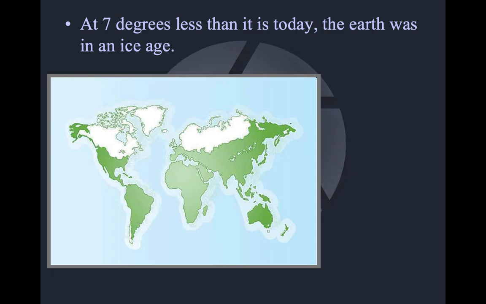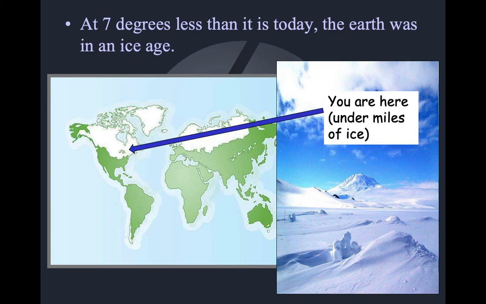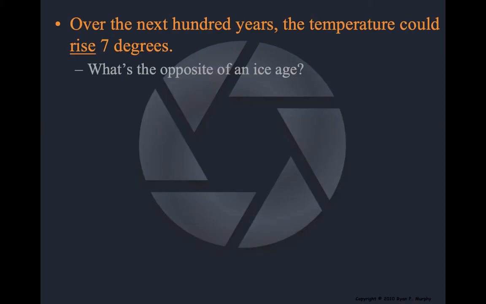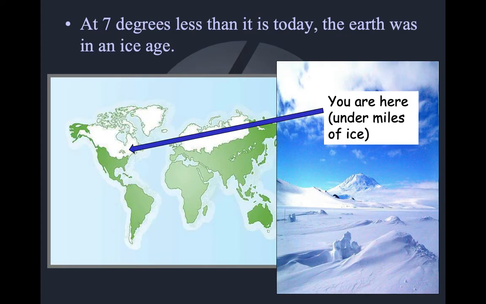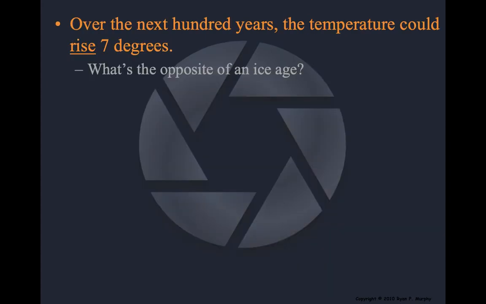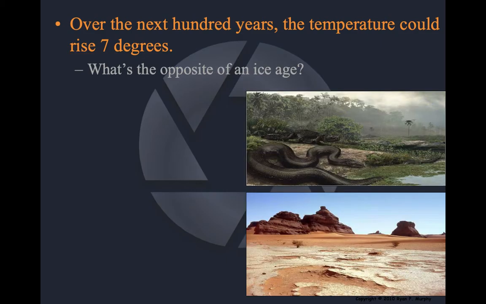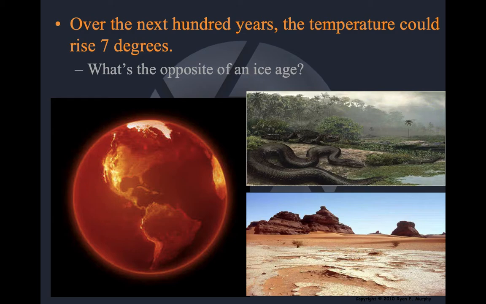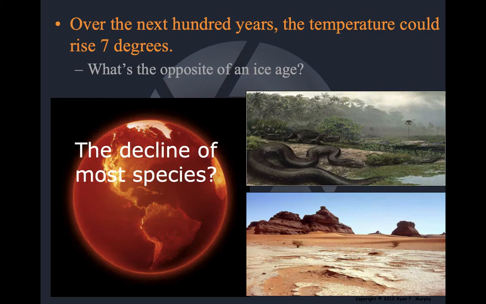At 7 degrees less than it is today, we were in an ice age. So 7 degrees doesn't seem like that much either. But we were here, you were here, if we actually existed at the time, buried under miles of ice. So a few degrees makes a huge difference. Over the next 100 years, the temperature could rise by 7 degrees. So we saw what a 7 degree decrease did, the great amount that changed the Earth. 7 degrees hotter could be, I don't know what you call the opposite of an ice age, but that is presumably what we're headed for. The decline of most species? I don't know. Maybe us?